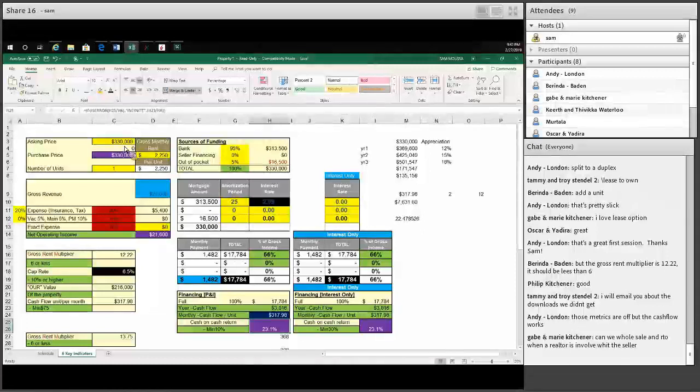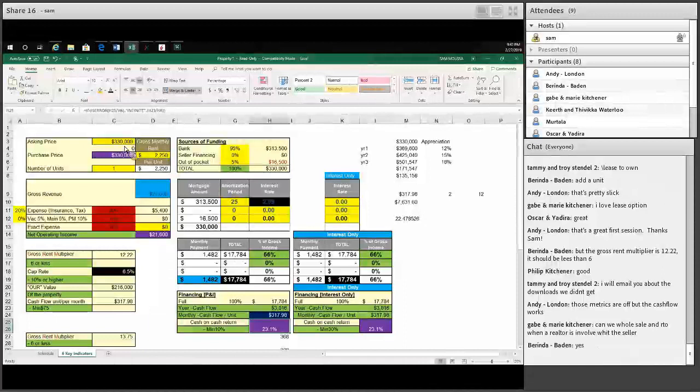Good, I'm glad. But the gross rent multiplier is 12.2. It should be less than 6. No, it doesn't have to be less than 6. We'd like it to be less than 6, and we'd like the cap rate actually to be 10. But in this case, it's not. And this is what I want you to see, Brenda. Even though these numbers are not perfect, we can still make them work because we understand the creative financing part.